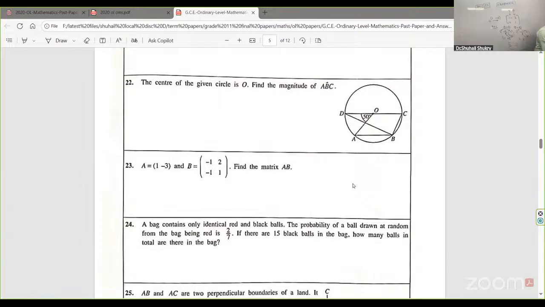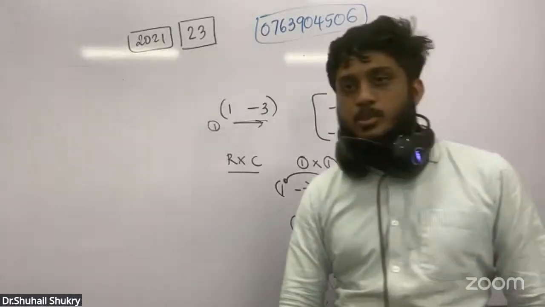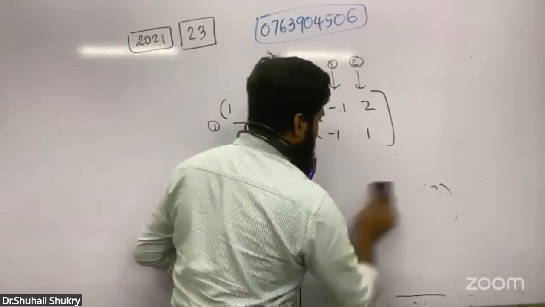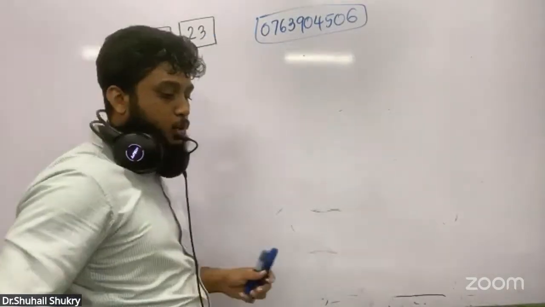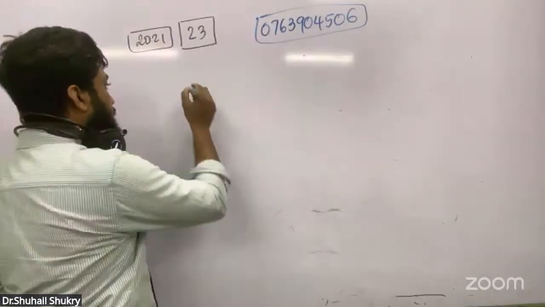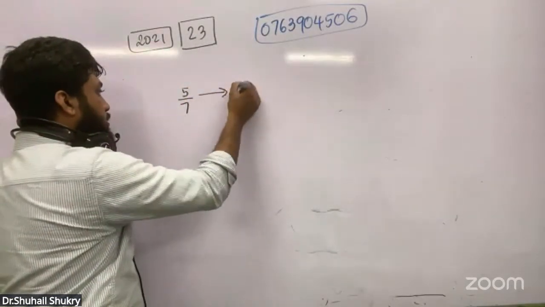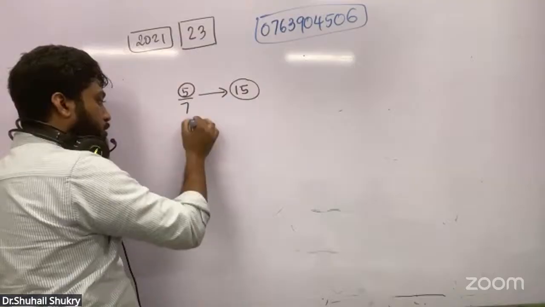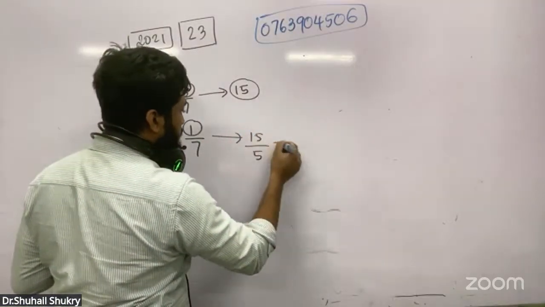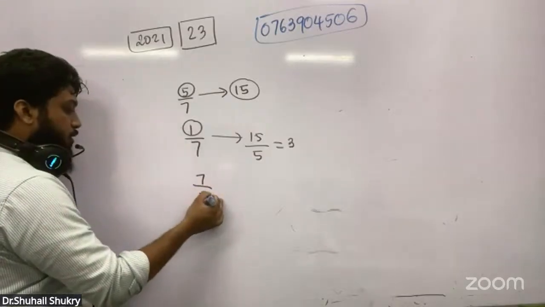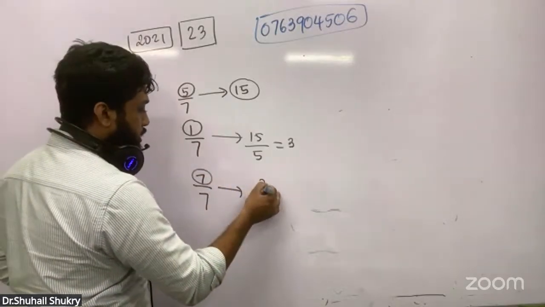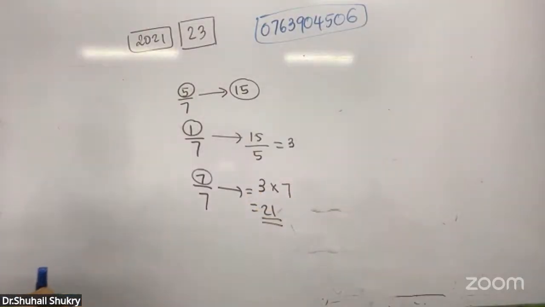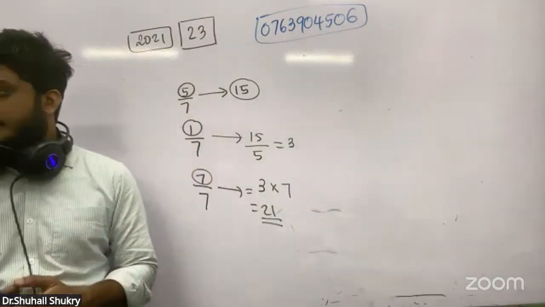Right. I can write like this. 5/7 are black balls. Then I can say that 5/7 represents how many balls? 15 balls. Here 5 parts represent 15 balls. Then 1 part represents how many balls? 15 divided by 5. Answer is 3. So total balls means 7/7. And 7 parts represent how many balls? 3 times 7. Answer is 21 we will get. There are 21 balls in total. Everyone can understand this? Right?